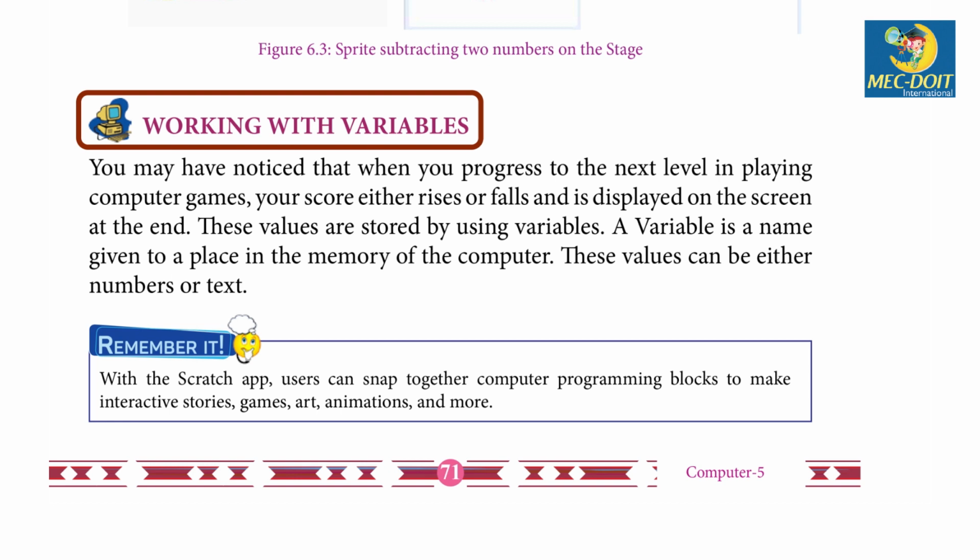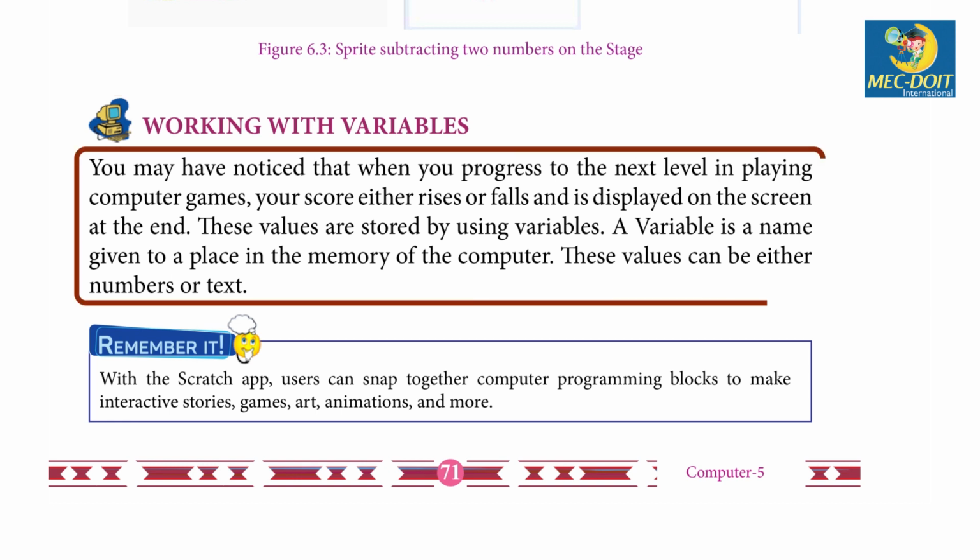Working with variables. You may have noticed that when you progress to the next level in playing computer games, your score either rises or falls and is displayed on the screen at the end. These values are stored by using variables. A variable is a name given to a place in the memory of the computer. These values can be either numbers or text.